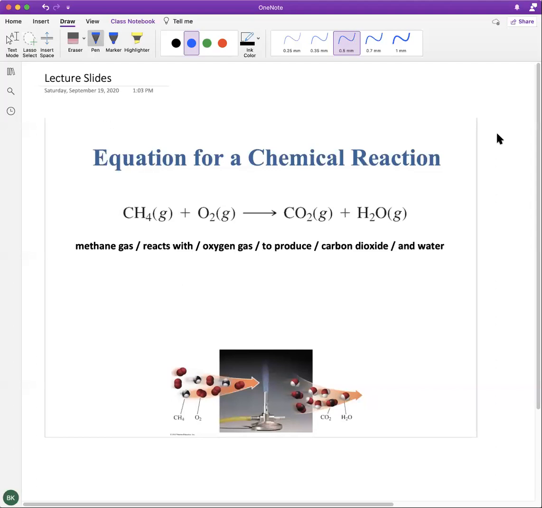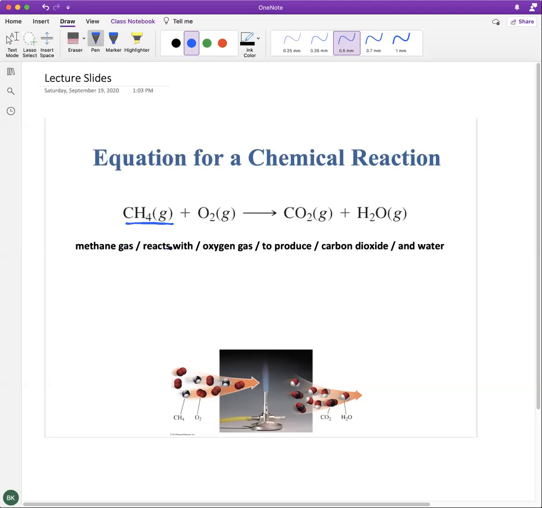All right, the second thing that we want to be able to do is, for our equation, either read out how that equation reads just in text, or take some text and write an equation from that. So let's look at how we would go about doing that. Here's our compound, methane gas. Then for the plus sign, what that's doing is reacting with.